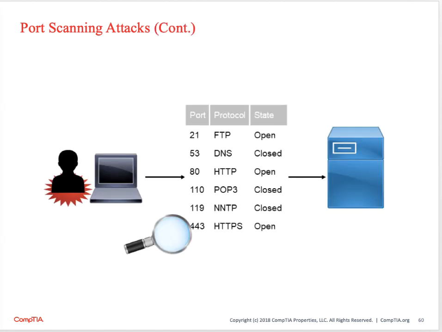because attackers are always on the lookout for something new. So here is an example of a port scan. In this case, we have the results of the port scan. Port 21, which is FTP, the File Transfer Protocol, is open. DNS, which we just talked about, is closed. HTTP is open, so that means internet traffic can come through. POP3, which is mail, is closed. NNTP is closed, and HTTPS is open, right?